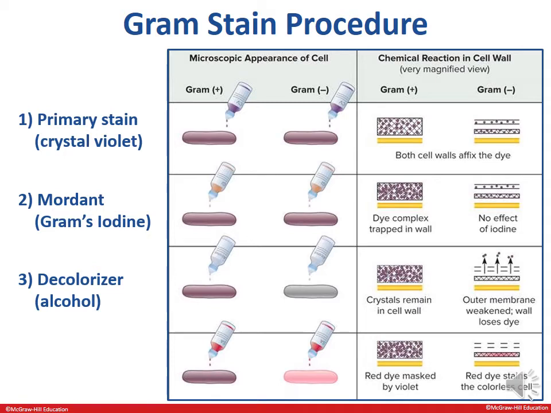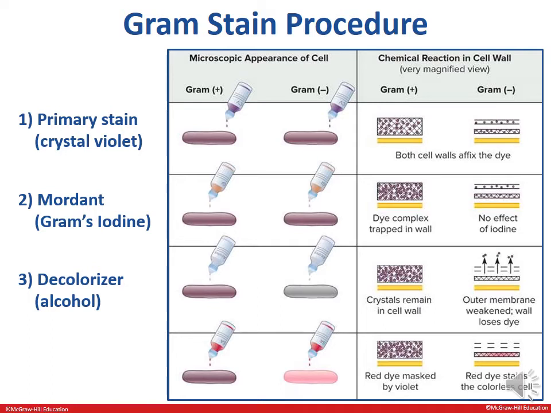This is that accidental step that happened when Christian Gram discovered this process. He accidentally dropped alcohol on some of his slides. So the outer membrane is actually very susceptible to alcohol. And so the gram-negative cells will then be decolorized. And this is the differential step. If you're a gram-negative cell, that alcohol will punch holes essentially in the outer membrane.